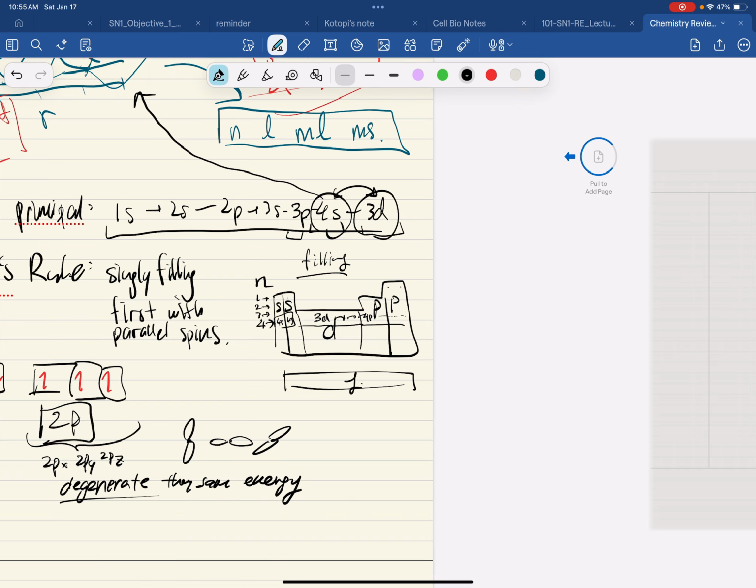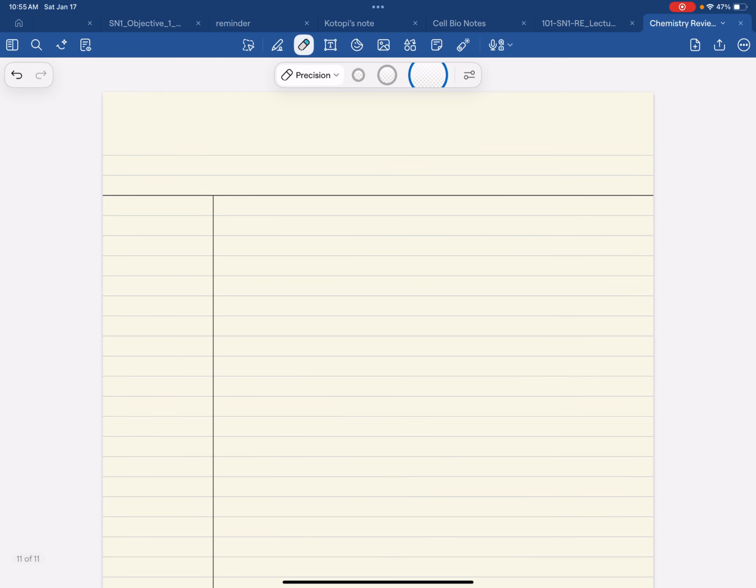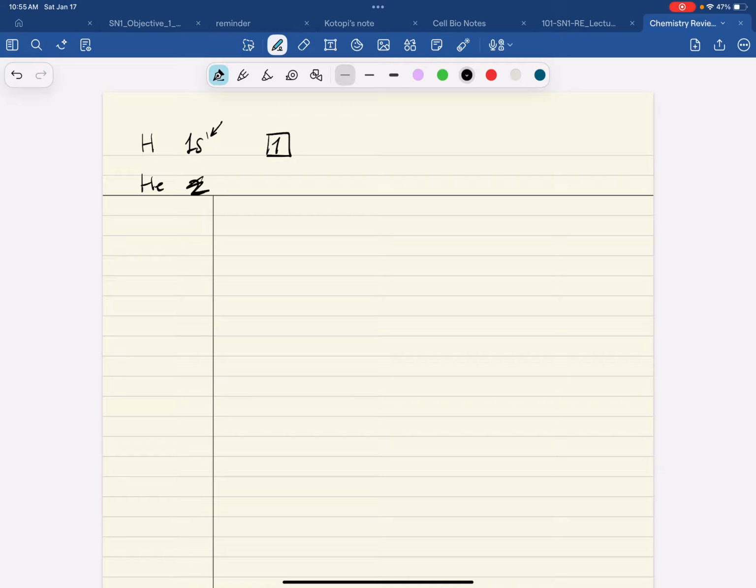Now we could actually start drawing configurations. So we can look at your periodic table, and let's say hydrogen is 1s1. The 1 here just means how many electrons there are in that orbital. In hydrogen there's only one, so it's going to look like this. And helium is 1s2. So in the 1s orbital there are 2 electrons, so I want to draw it like that.